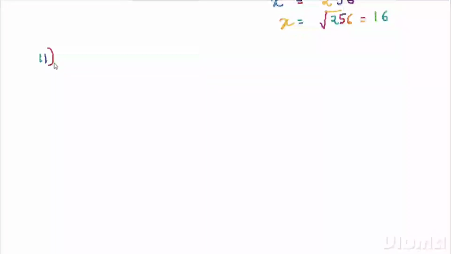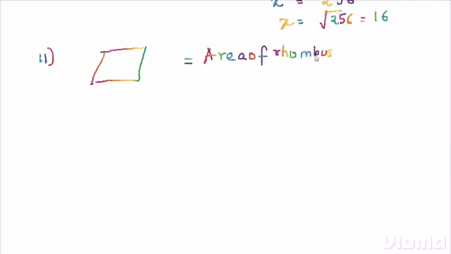The 11th question says that you have to find the area of the rhombus. Let me draw a rhombus first. Now what's the area of a rhombus? We have to find it. The diagonals are given to me. Let's say diagonal D1 is 30 centimeter and diagonal D2 is 24 centimeter. Now let me draw the diagonals. These are the diagonals which connect the opposite vertices.